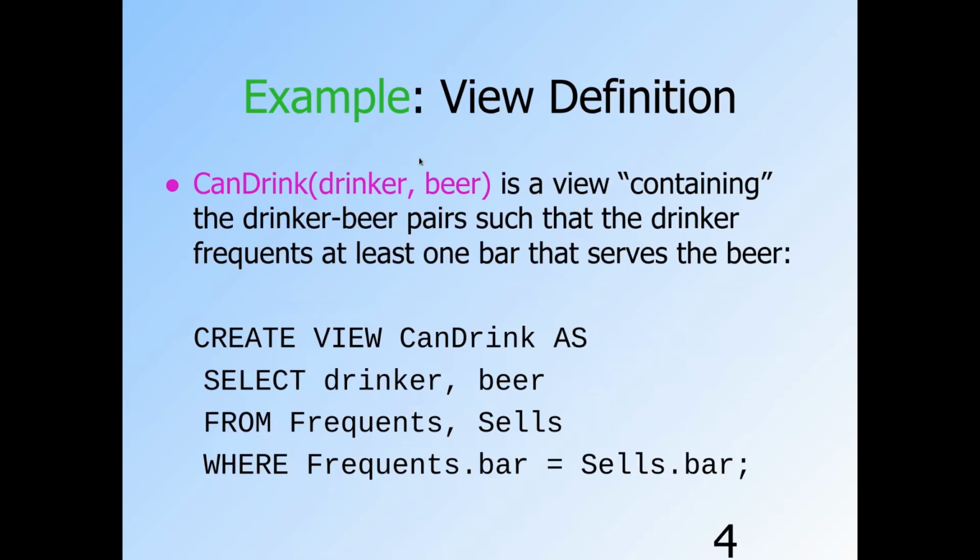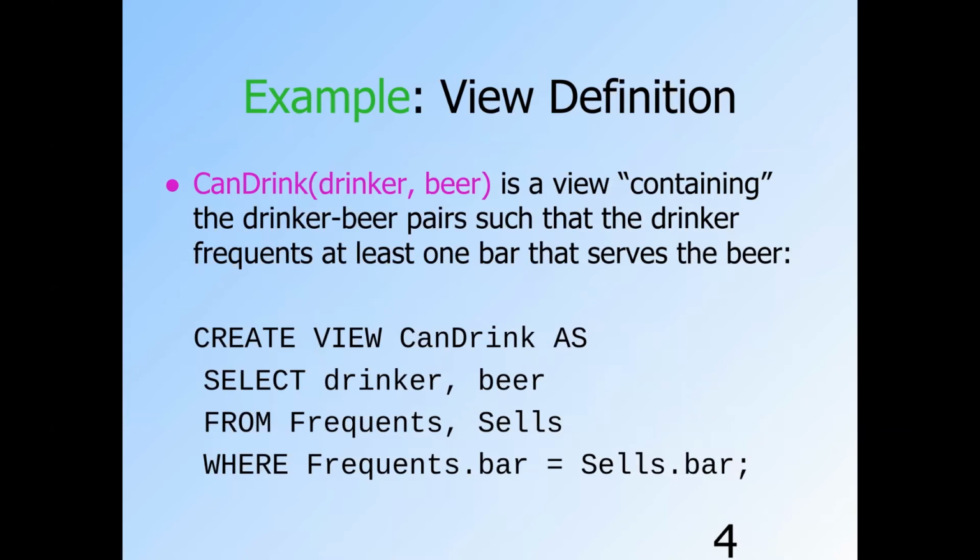Going back to our running example of drinkers and beers, we can define a view called CanDrink. This pairs a drinker with a beer. The idea is that if a drinker frequents a bar that sells a beer, say I frequent Rex, and Rex sells Prips, then I can drink Prips. But if I don't frequent any bar that has Prips, then I can't drink Prips.